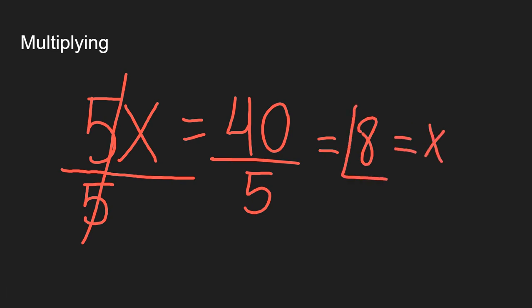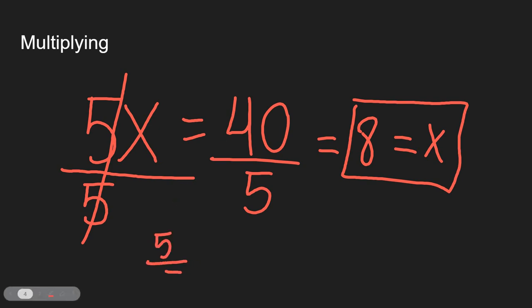Now, for some of you out there that might be confused, you're like, wait a minute, 5 divided by 5 isn't 0. 5 divided by 5 equals 1, right? And 1x just equals x, in case you're wondering why that works for us. Okay, now let's move on to the last example.